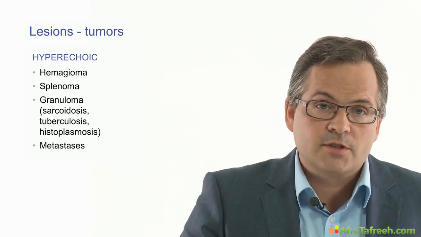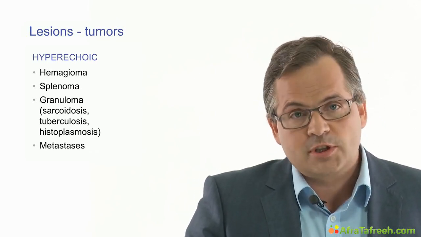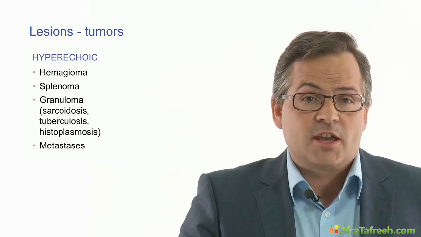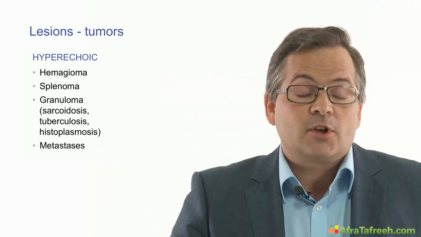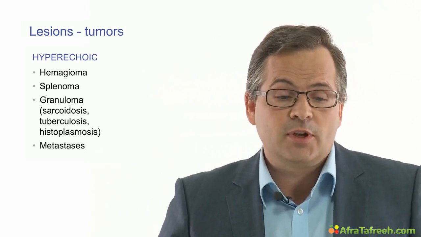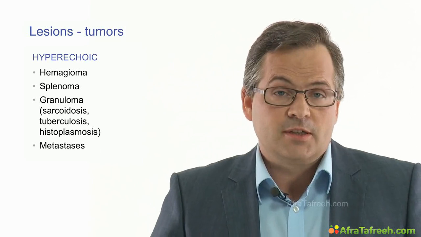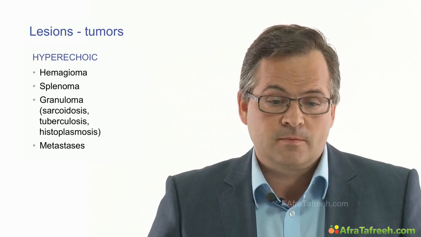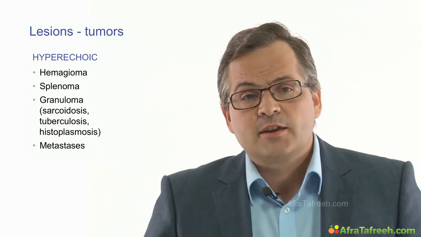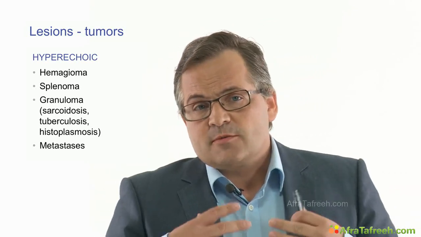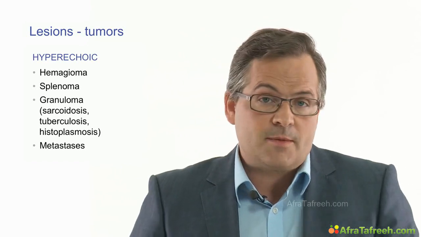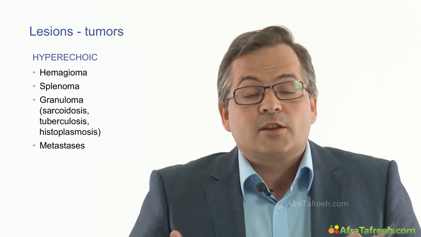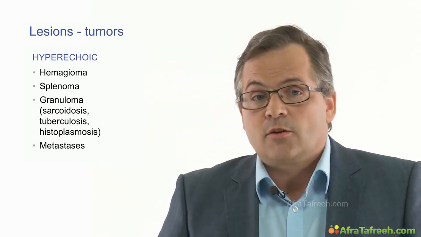Hyperechoic lesions are mostly benign, such as hemangioma, splenoma, or granuloma, but also metastasis can appear hyperechoic in the spleen. When you find an inhomogeneous mixed lesion, it is maybe a necrosis or an abscess, but it can also be malignant or a metastatic disease.